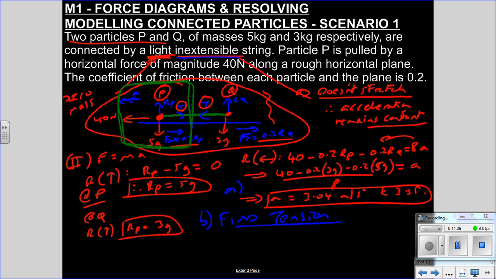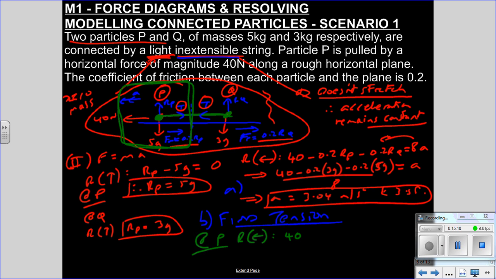It literally doesn't matter. So I'm going to take it at P, and because it's moving left or accelerating left, I'm going to resolve left. And notice it's very important I'm saying at P. So at P, what forces are acting on P? So 40 going to the left, because I'm only concerned with what's happening to this particle, because the tension's going to be the same as what's happening at this particle. So that's why I can split it up. That's why I put that dotted line on straight away at the start. So 40 is going to the left.